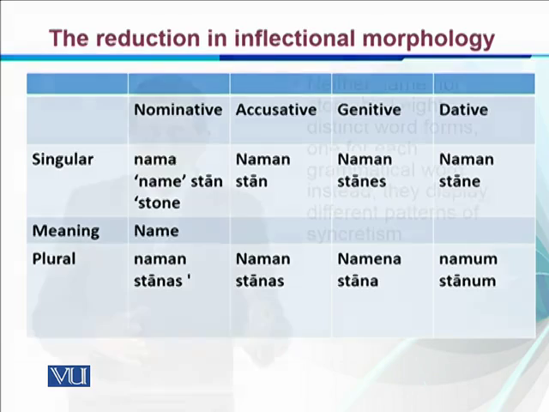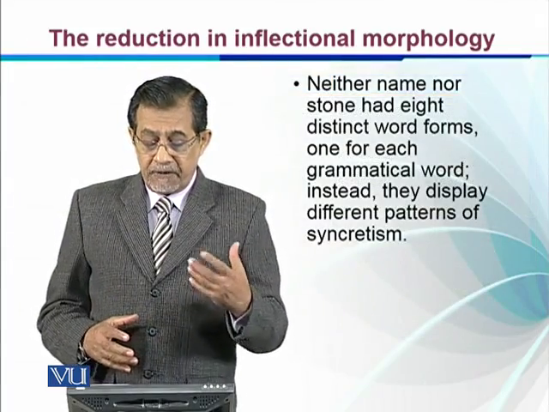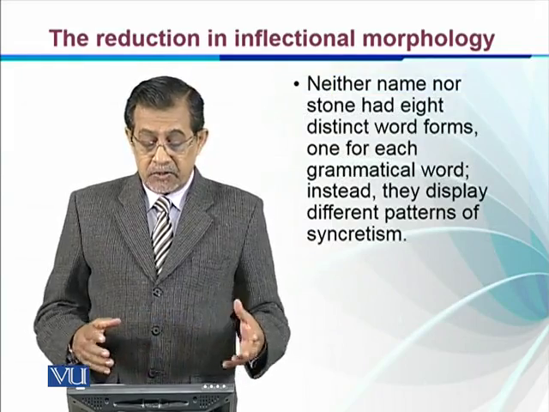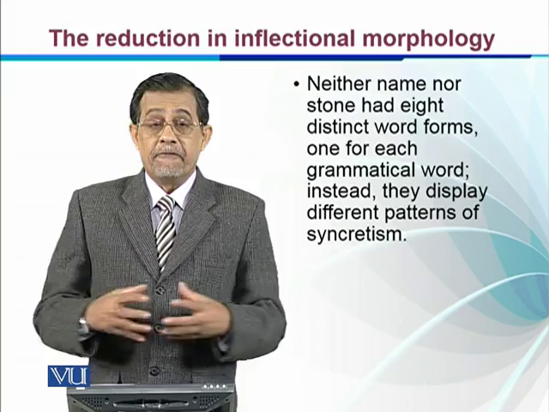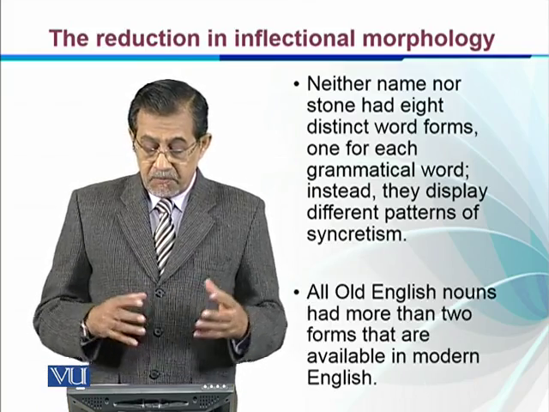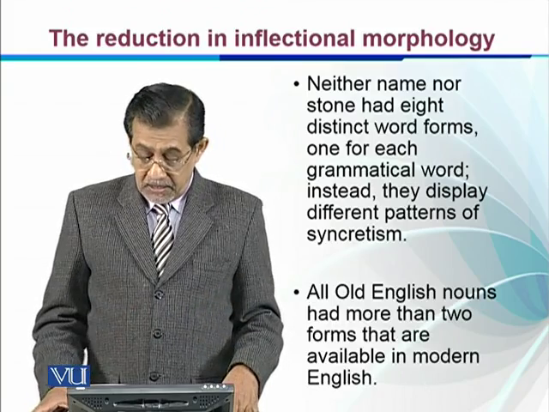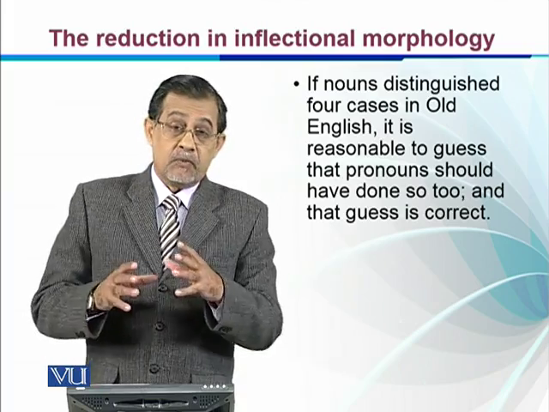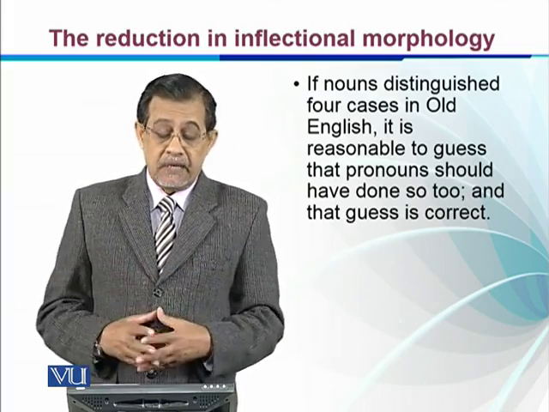So neither name nor stone had 8 distinct word forms, one for each grammatical word. Instead, they display different patterns of syncretism. They are fused. All Old English nouns had more forms than are available in modern English. This is one of the reasons why English is more easily learned than other languages.